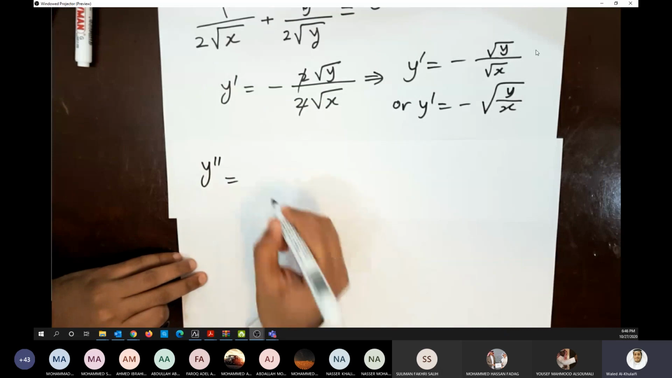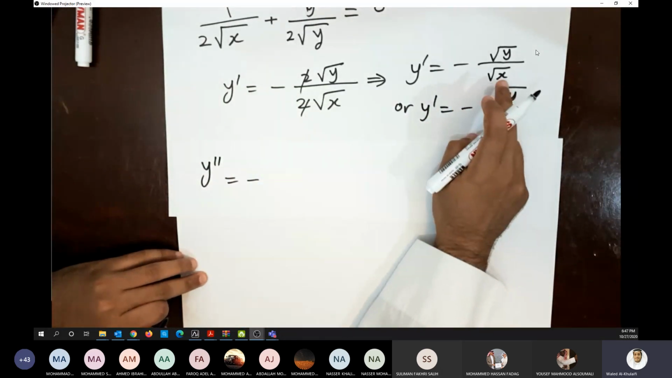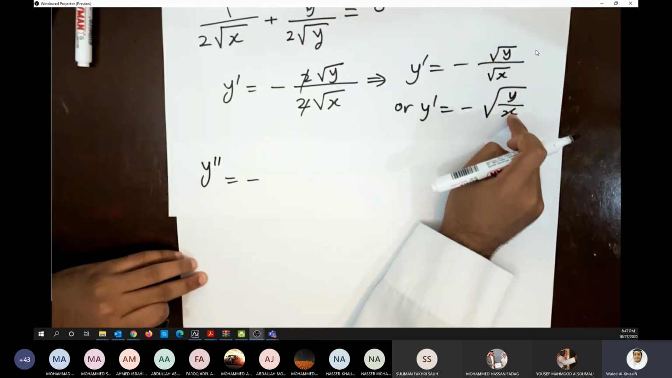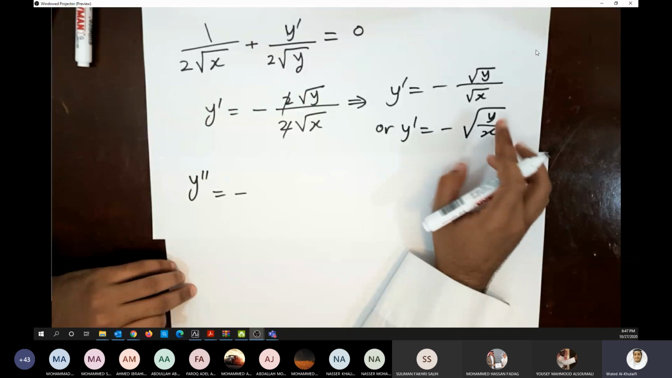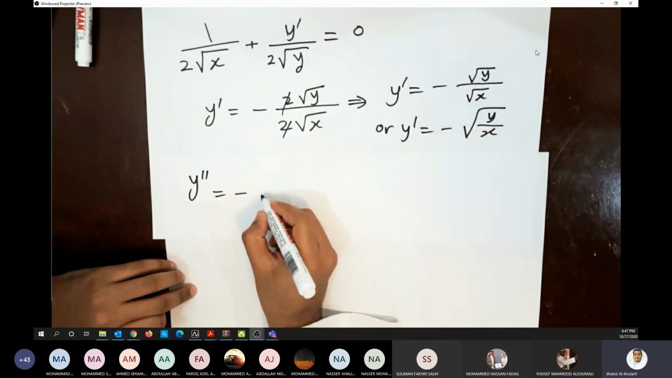Okay, so y double prime equals. Now you have minus. Don't forget, y starts with minus. And it's up to you. You want to use the quotient rule here, or deal with it as one thing and multiply by the quotient rule. It's up to you. So let's follow this one here. Okay, let's follow this one.